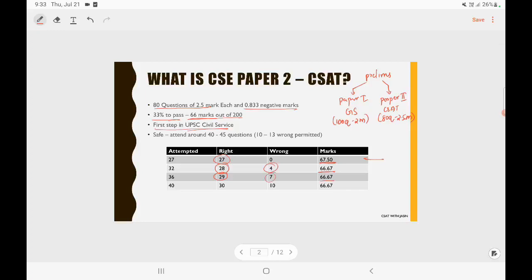So I would suggest you to attempt around 40 to 45 questions and you will be getting a buffer of 10 to 13 wrong. Okay, you can still pass the examination. So this is an ideal situation, but each one of you will be having a different strategy. I mean, some of you might be just attempting 30 and you will pass the exam. Some of you will be attempting 40 and you will pass the exam. So it depends. So you need to find out which is optimal for you.